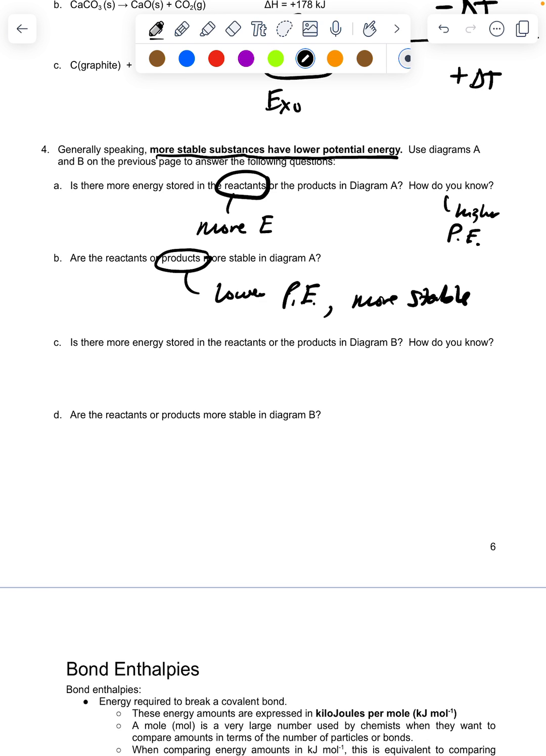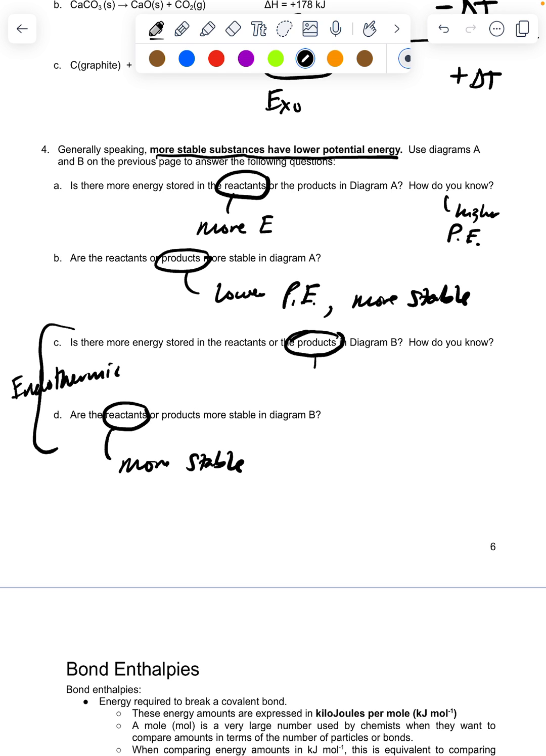Like in a combustion reaction, we start off with a hydrocarbon and oxygen, and we end up with carbon dioxide and water. That means that carbon dioxide and water are more stable than the hydrocarbon and the oxygen that we began with. Then if you look at diagram B, we can flip everything. In an endothermic reaction, we're actually creating products that have more energy. And are the reactants or products more stable? In an endothermic reaction, the reactants are more stable. So these ones are about endothermic, whereas parts A and B, this was about exothermic.